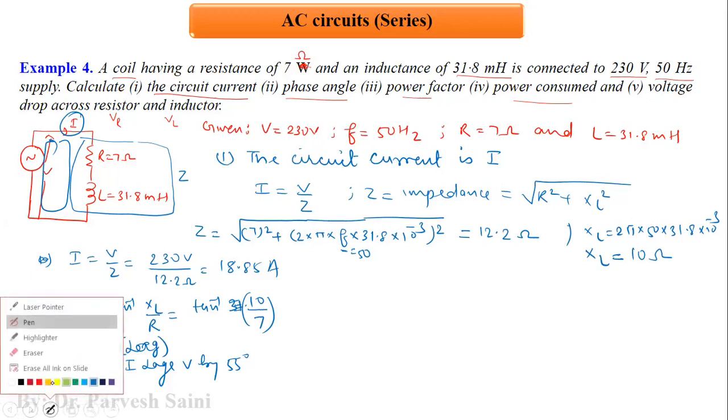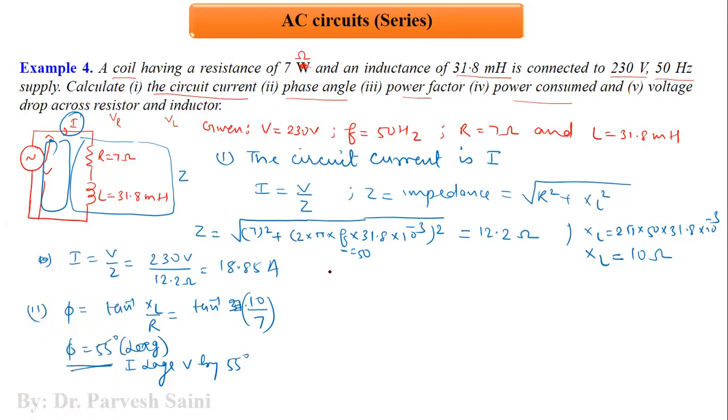Then we have the next part, wherein we have to find out the power factor. So the third thing is the power factor. Power factor is nothing but R by Z. R is 7 and Z is 12.2. So the value of power factor is equal to 0.57. So this is cos phi.